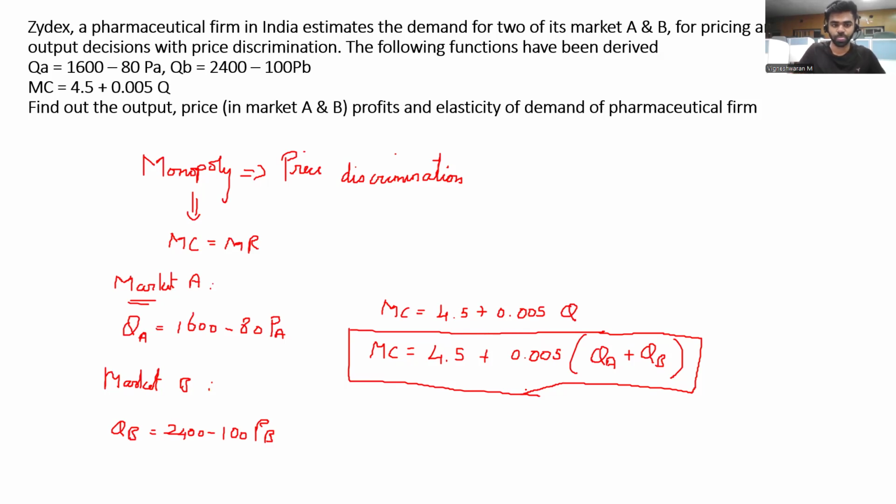Okay, so now for convenience, what I am going to do: you can see for market A, the equation is QA is equal to 1600 minus 80 PA. For convenience, I am going to change the subscript A to 1 and the subscript for market B to 2. Now I will write it, and you will understand.